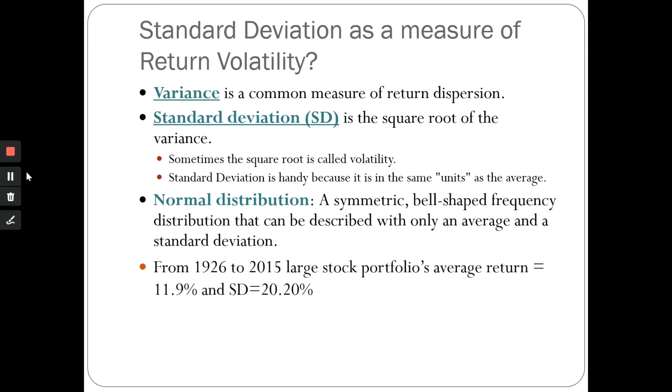So from history, if we see the return of the portfolio consisting of the large 500 stocks in the New York Stock Exchange, from 1926 to 2015, the mean return has been 11.9% and the standard deviation was 20.2%. Right? So what does it mean? What is the interpretation? It's much easier to understand by looking at the normal distribution of the return of this portfolio.